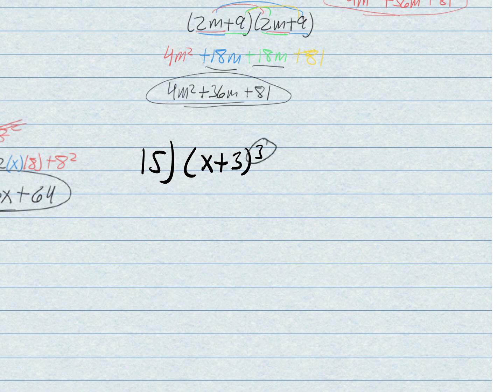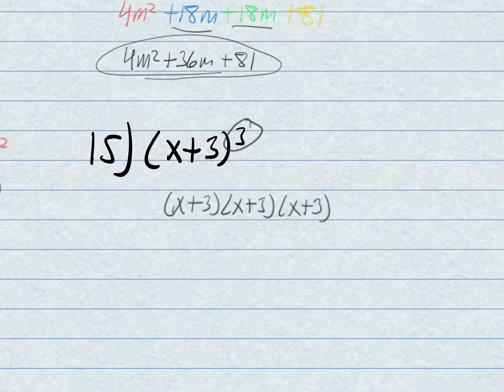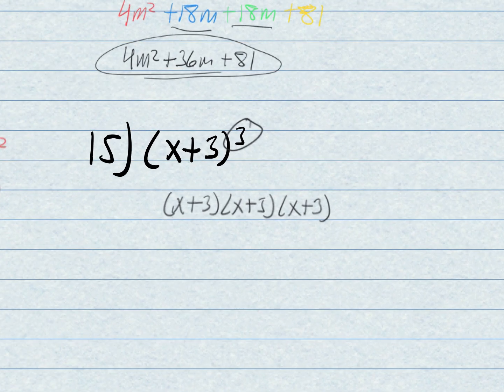So what does it mean to cube something? It just means to multiply it by itself 3 times. So I'm going to do x plus 3 times x plus 3 times x plus 3. Now I don't want you to see this and get too caught up in multiplying all of it all at once, right? You're going to be prone to errors if you do it that way. So let's just stick with what we know. We already know how to multiply a binomial times a binomial. So I'm going to FOIL the first 2 terms, x plus 3 times x plus 3, and then I'll deal with this last x plus 3 at the end.